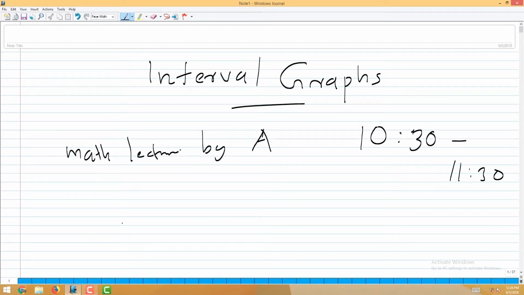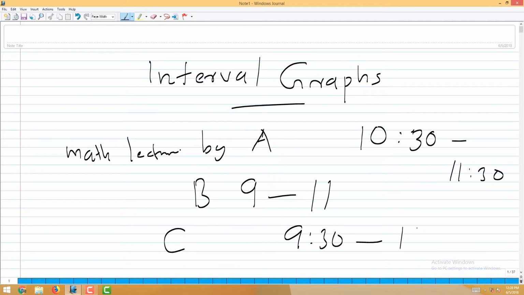And another person B will give a 2-hour lecture from 9 to 11, and another person C will talk from 9:30 to 10:45 or something like that. So several people have lectures, and your duty, maybe you are a program organizer, is to schedule all these lectures. You have to find a room for each of them.